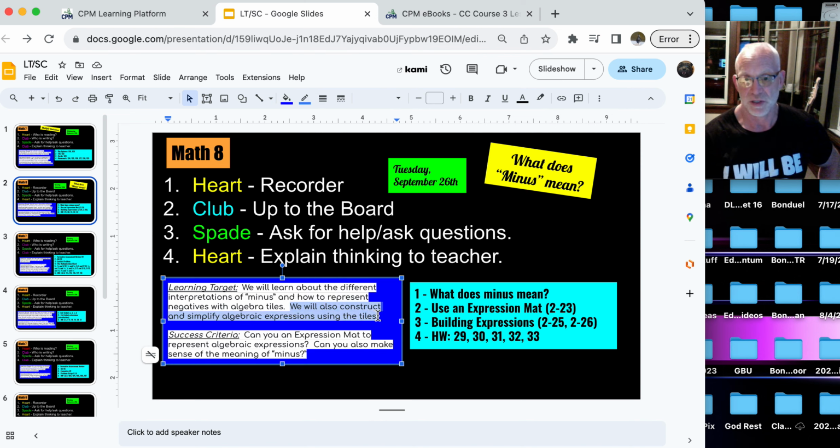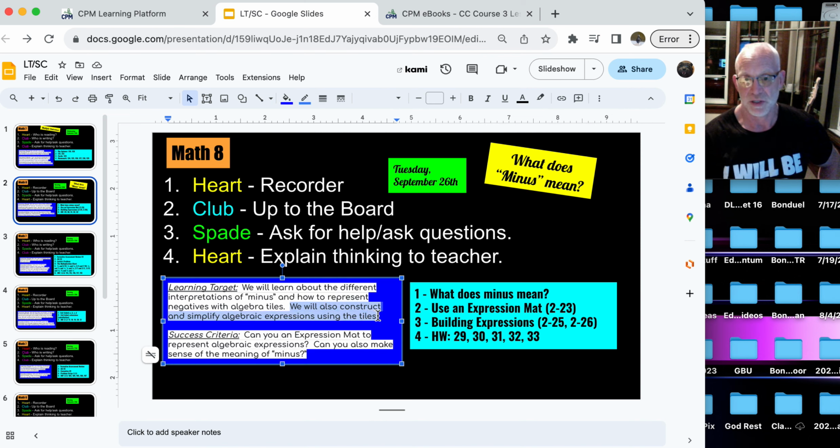Kind of an interesting concept, right? Note that in these examples, the diagram on the left uses the negative tiles in the positive region, while the diagram on the right uses positive tiles in the negative region. Use an expression mat to create each of the following with algebra tiles. Okay? Building two different representations of -2x.